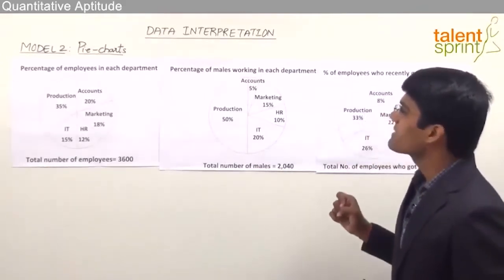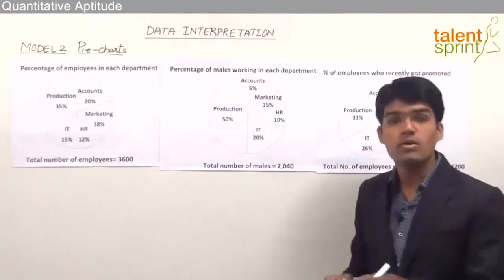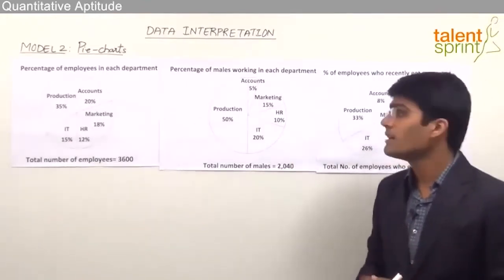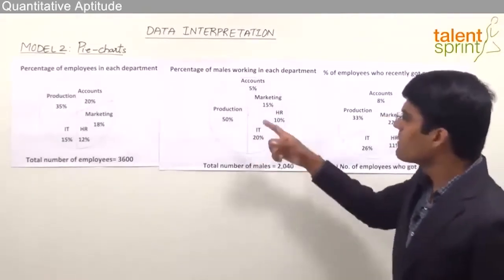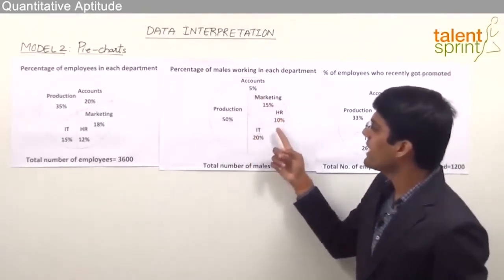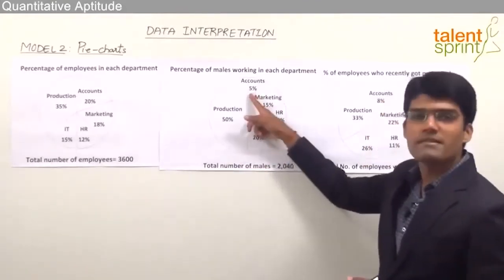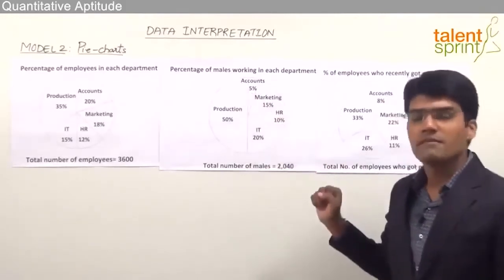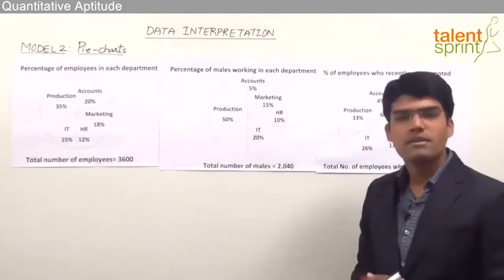This says percentage of males working in each department. Now this pie chart is talking about males working in each department. Percentage of males in each of the departments is given to us. Again, the departments remain same: accounts, marketing, HR, IT and production. Now in accounts, there are 5% male employees. In marketing, 15%, HR 10%, IT 20%, production 50%.